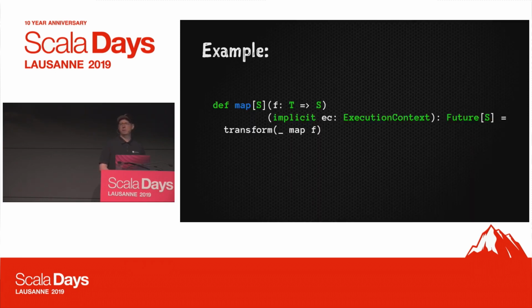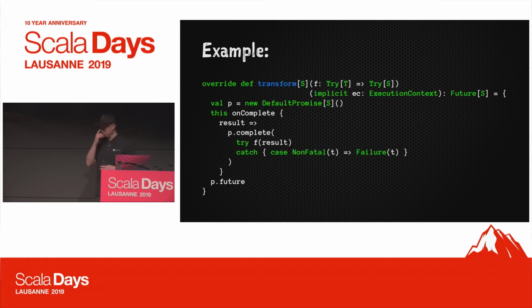So here's how map, at least in 2.12, used to be implemented. We use transform, and transform takes a function from a Try to a Try. And in this case, the Try will be either the success or the failure of the current future. And map, of course, only applies the function if it's a success, and then it returns another Try. So yay, this is how you implement map. Well, it doesn't really do anything, it just delegates it, right? You can't really say that, oh, it's super easy to implement map, because this is not implementing map. This is just using something to implement map. So let's implement map. So then we need to implement transform.